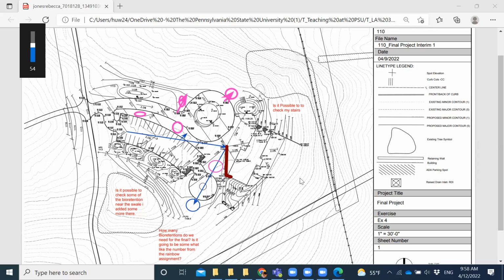I do have one. What would the contours look like for that swale with the change? The contour for that swale. Okay, so let me zoom in, because I need some space to lay it out.